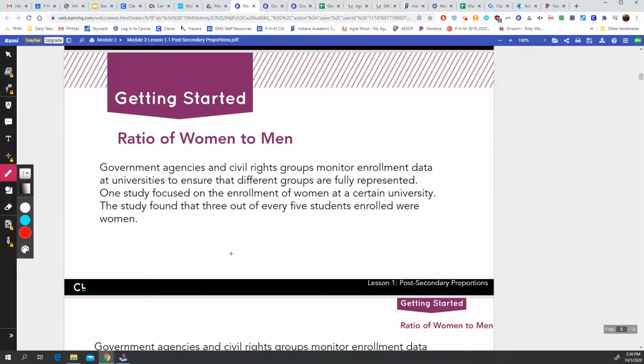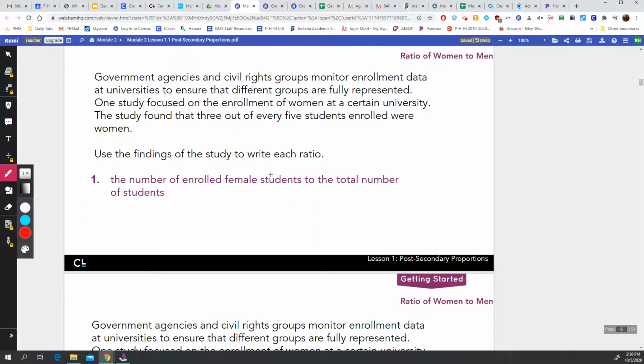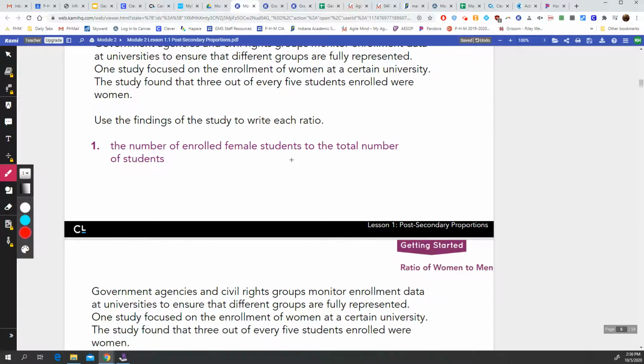It says government agencies and civil rights groups monitor enrollment data at universities to ensure that different groups are fully represented. One study focused on the enrollment of women at a certain university. The study found that 3 out of every 5 students enrolled were women. Let's underline that. 3 out of every 5. Use the findings of the study to write each ratio.